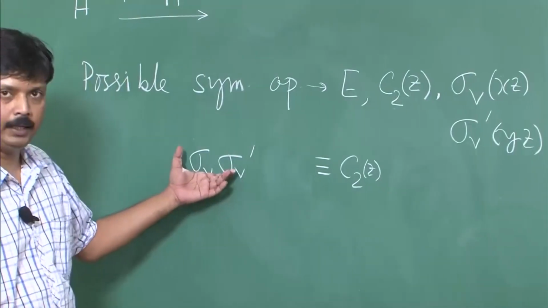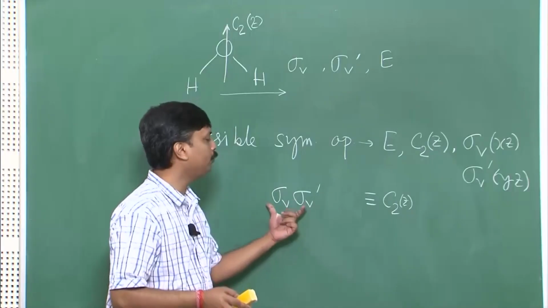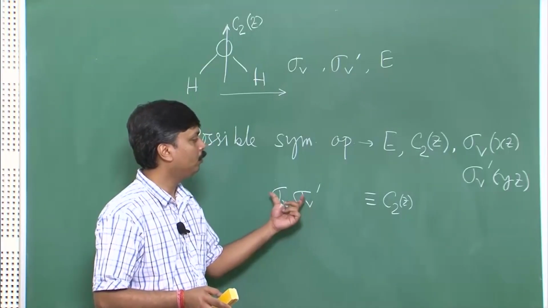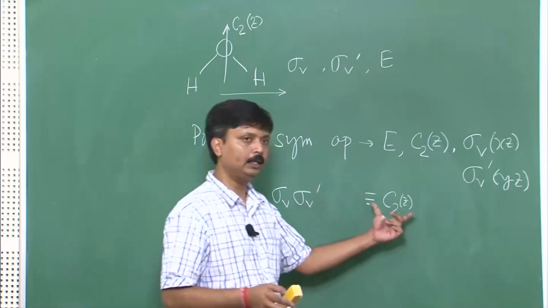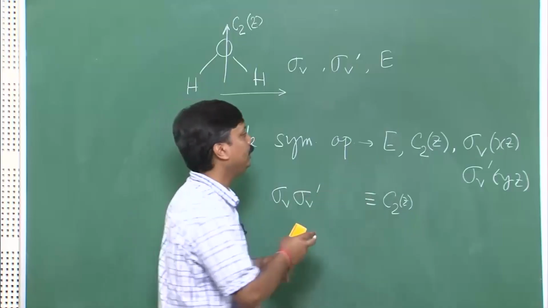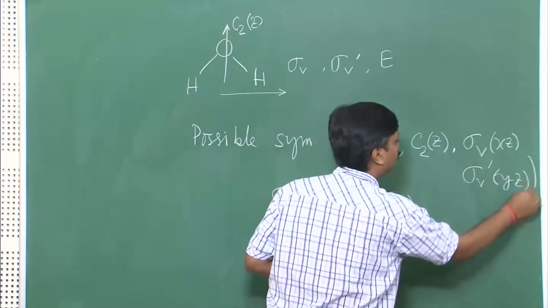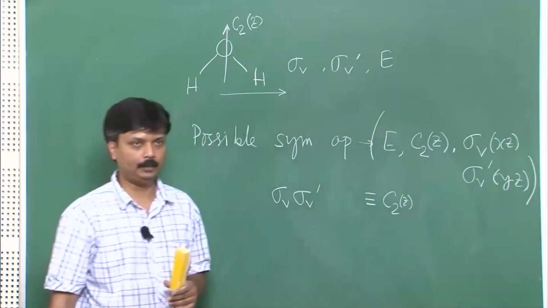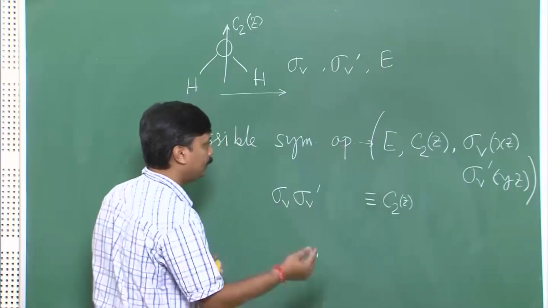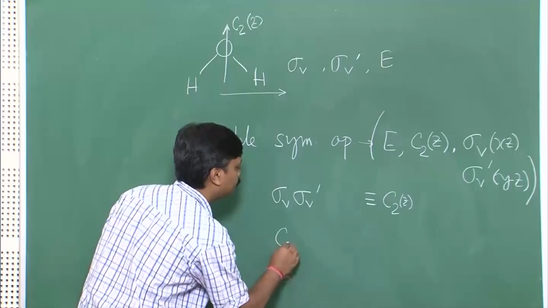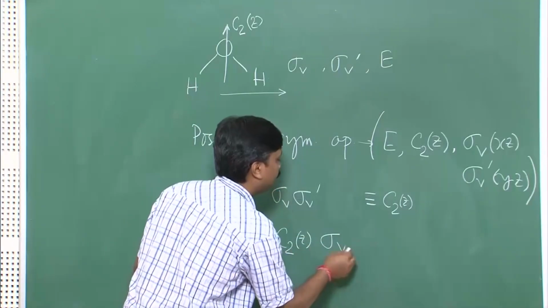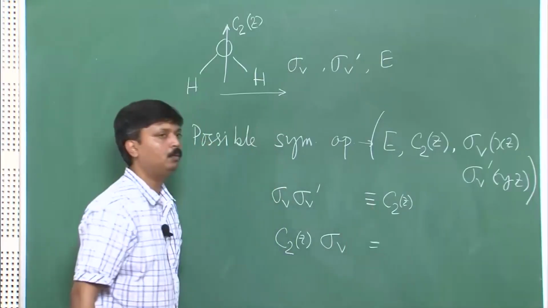What we learned from here is that the combination of any two symmetry operations will produce another symmetry operation which is already present in this particular set. If I call this a closed set, then C2Z is already present there. We can try anything, like if we operate C2Z and sigma v one after another.